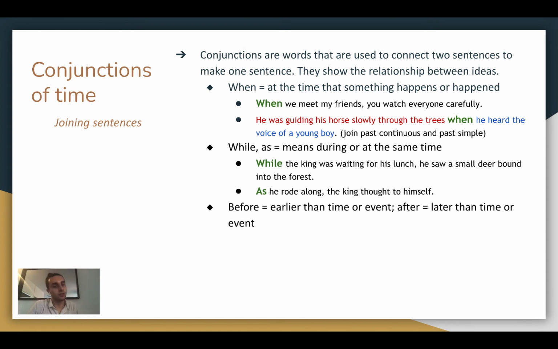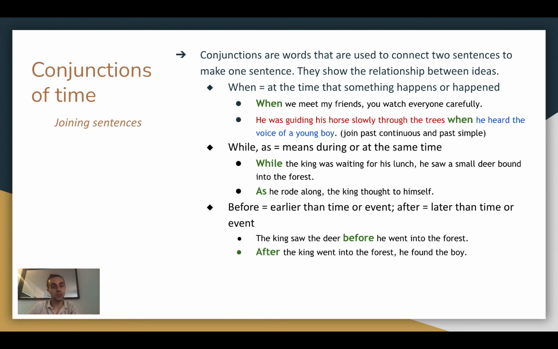Before and after, you might already know what those mean, but before means earlier than a time or event, and after means later than a time or event. So the king saw the deer before he went into the forest. After the king went into the forest, he found the boy, right? So this is the order of things that happened.